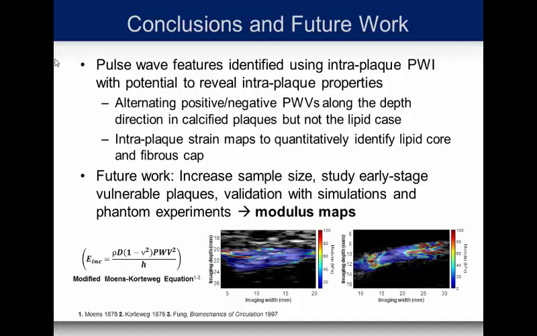size, study more vulnerable plaques, and validate with simulations and phantom experiments. One of the things that we're doing with that is the potential to calculate modulus maps. If we know the PWV, we can also measure the diameter and the thickness. We can derive the modulus using the modified Moens-Korteweg equation, which makes a lot of assumptions that might not hold in vivo. Along those lines, here I'm showing two modulus maps from the previous cases. We're trying to build on this equation and create a more realistic theoretical framework for deriving modulus.